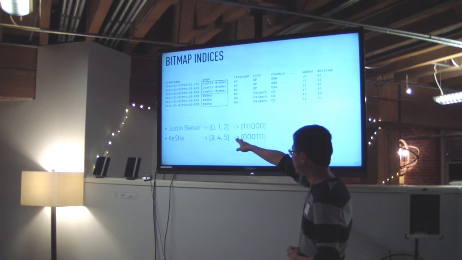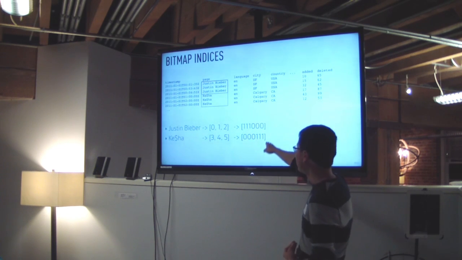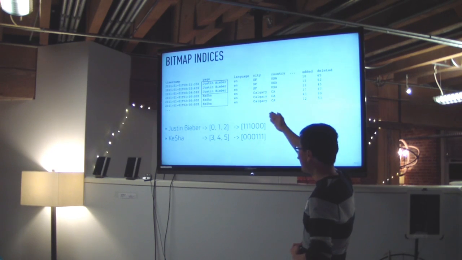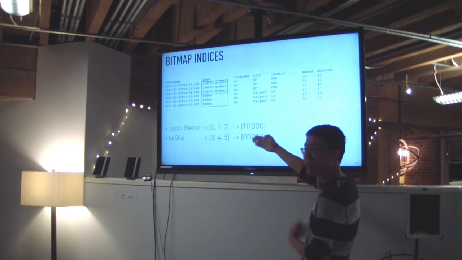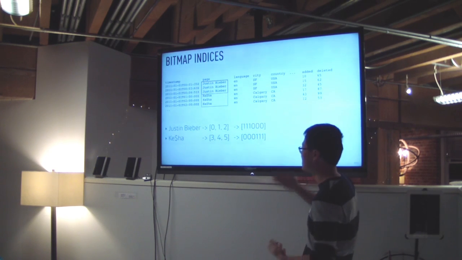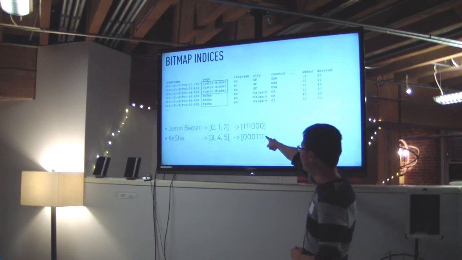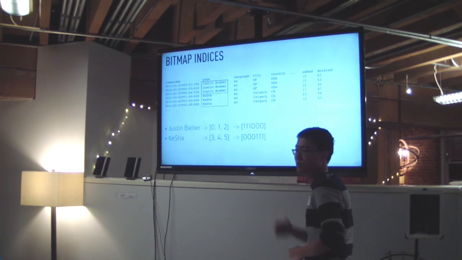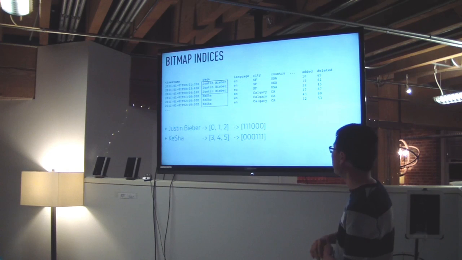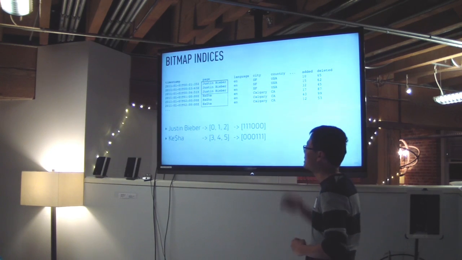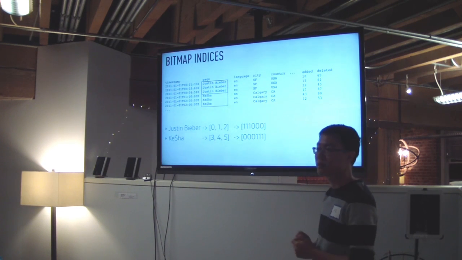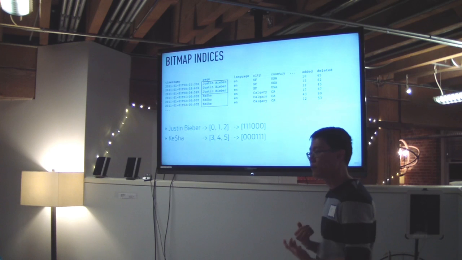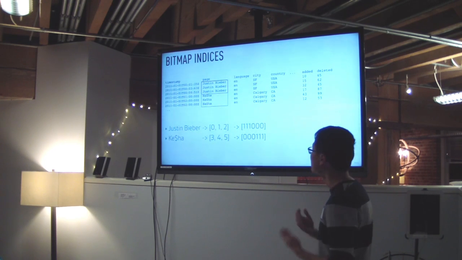So we can create basically a binary array that represents our data set, and one indicates that our value appeared, zero indicates that it doesn't. So Justin Bieber, in this particular case, appears in the first three rows, Kesha appears in the last three rows. So we have this binary array representation, and this makes it very easy for us to figure out which rows a certain value is seen.